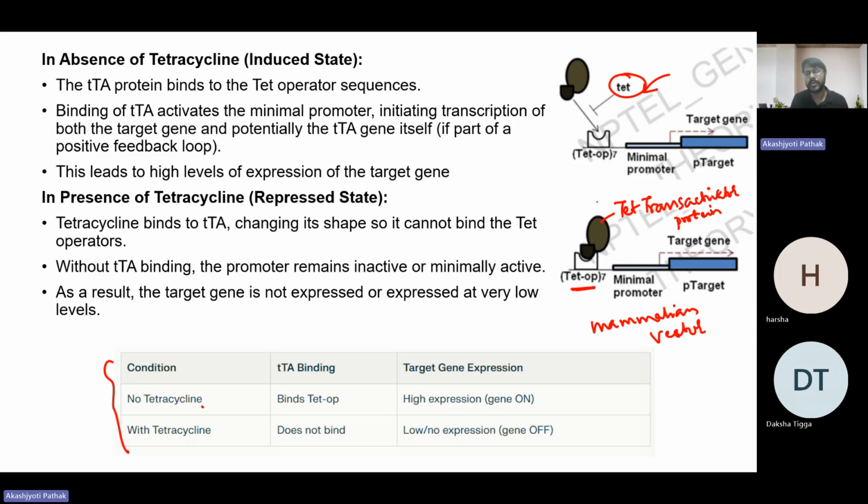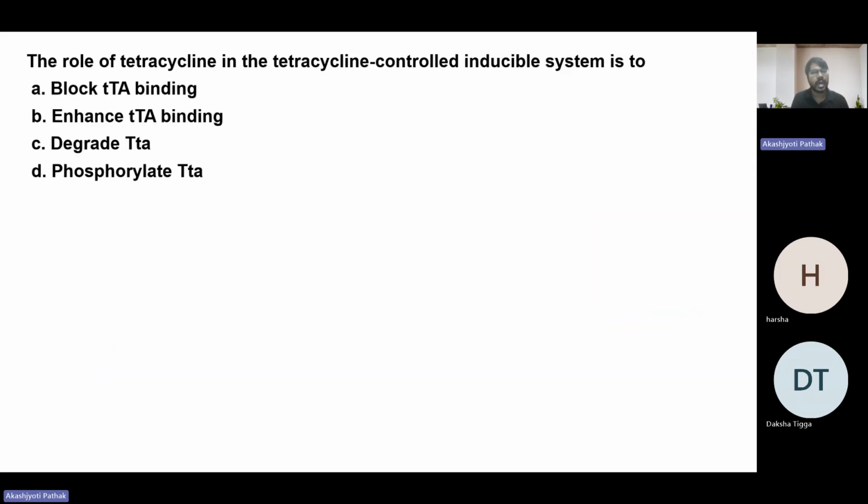So when is expression taking place? When this tetracycline transactivator is able to bind to the operator. Only then transcription is taking place. But if it is not able to bind to the operator, then there will be very less expression or no expression of the protein. Okay, so this is the last question for today.